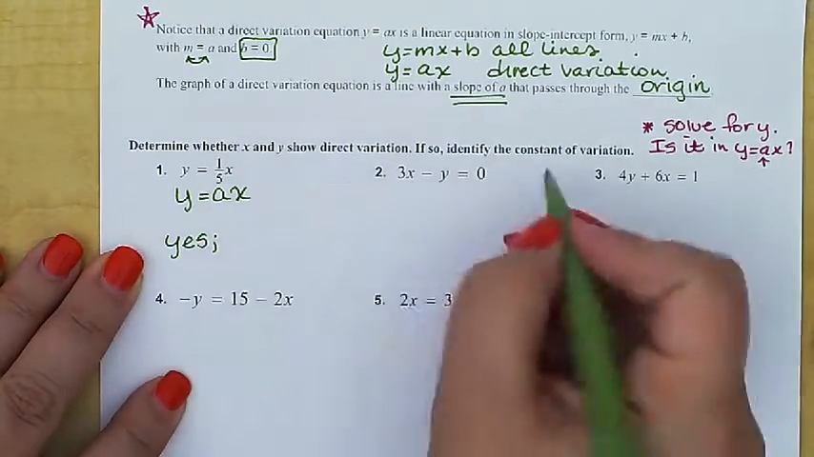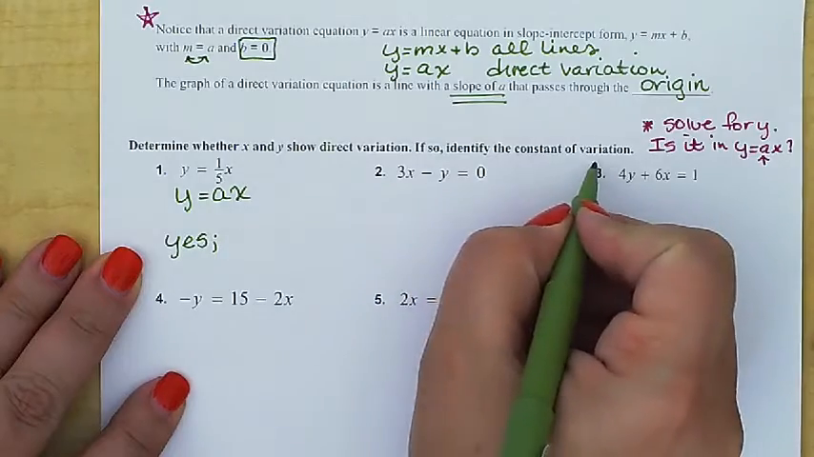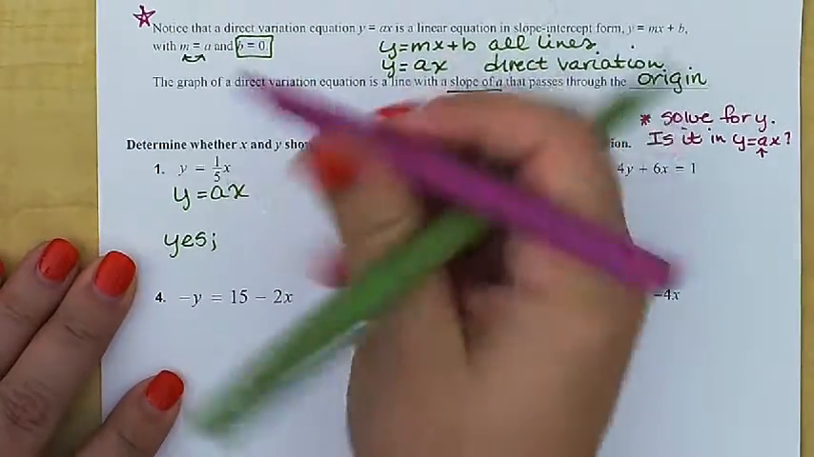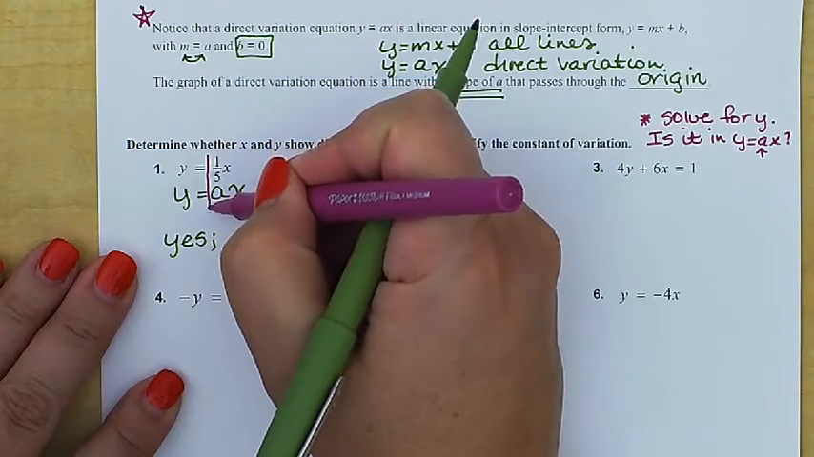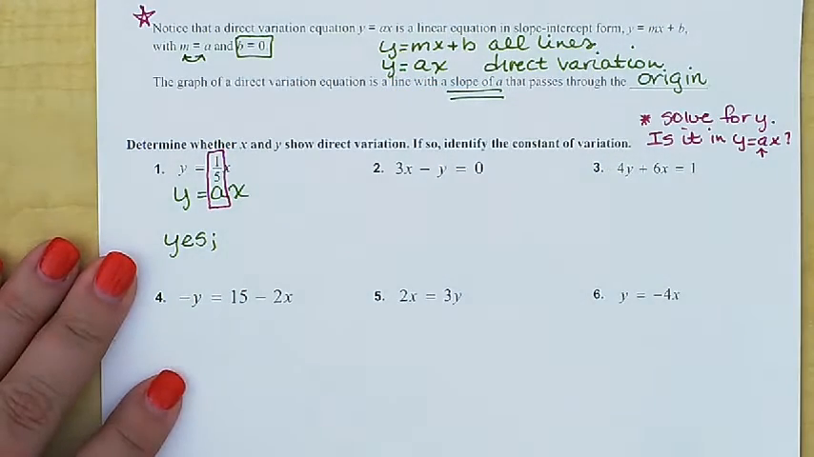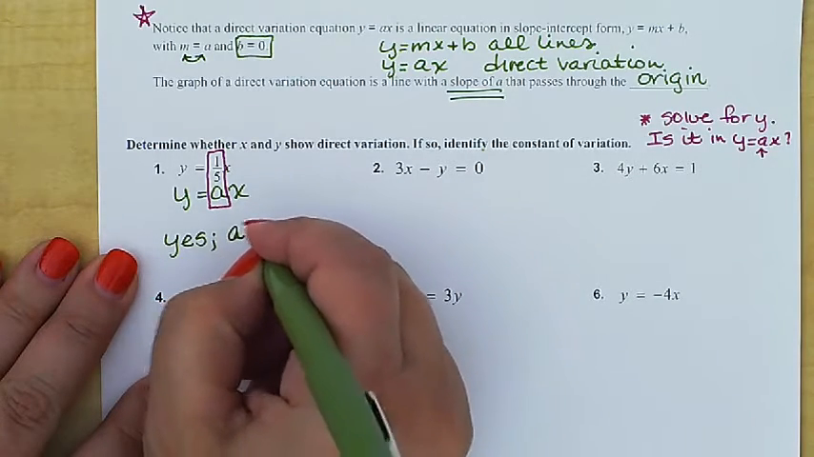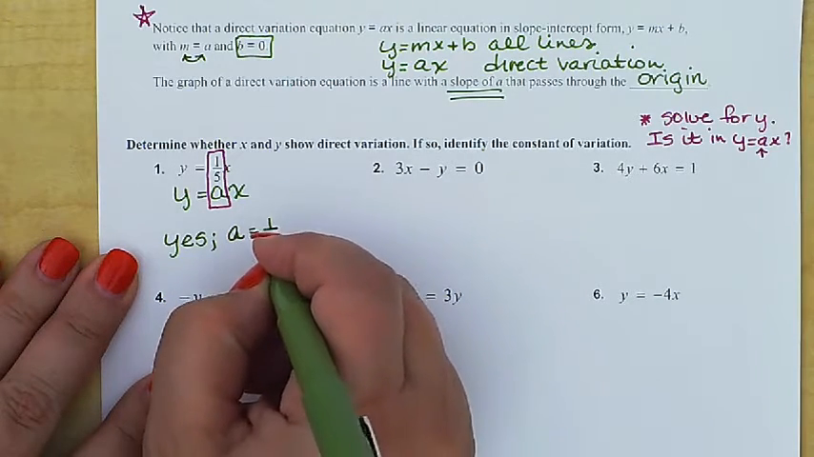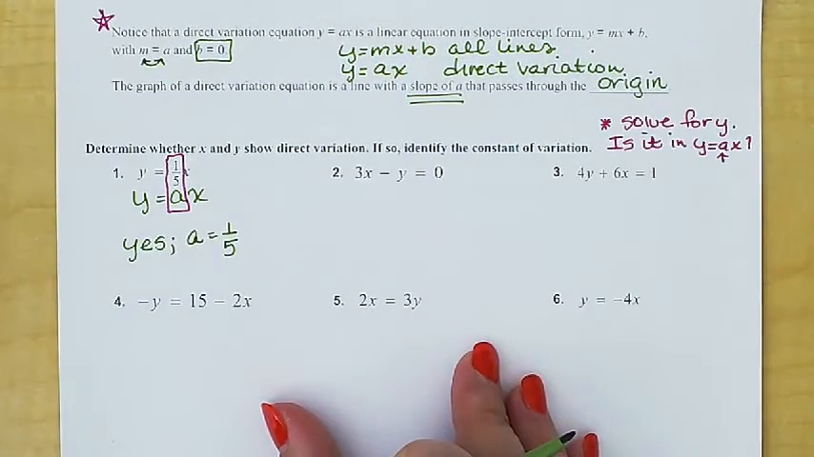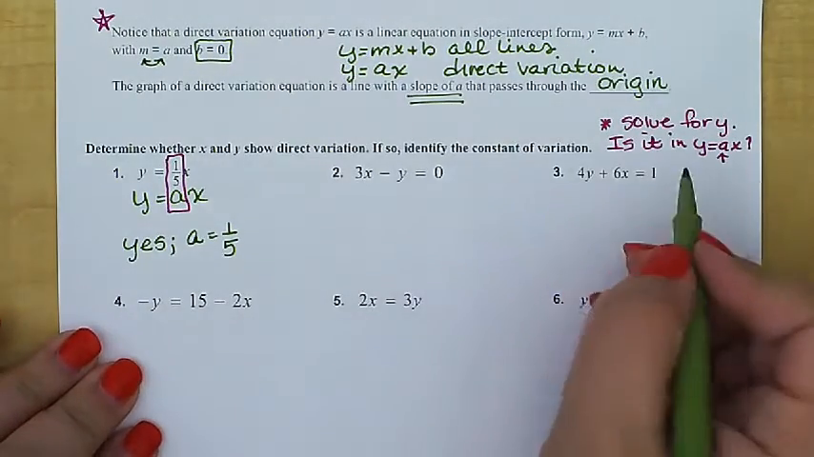And then part 2 of that is, if so, identify the constant. So then we should be able to identify that constant because it should be that number that is the coefficient on x that's directly attached there. So there is our constant of variation. So then we can say, yes, a is equal to 1/5. Just like that.